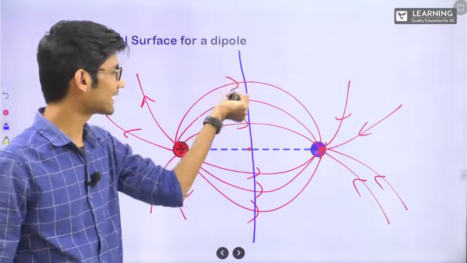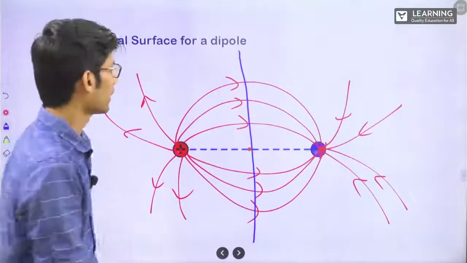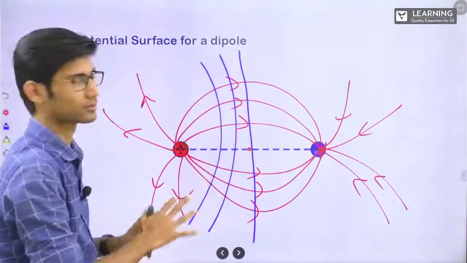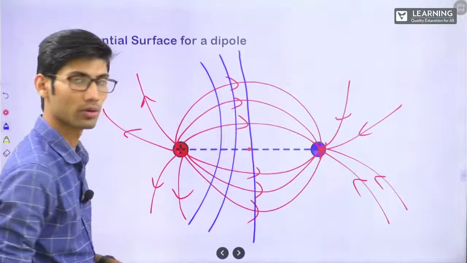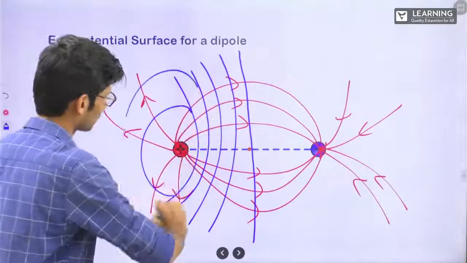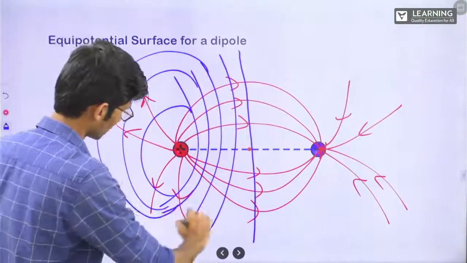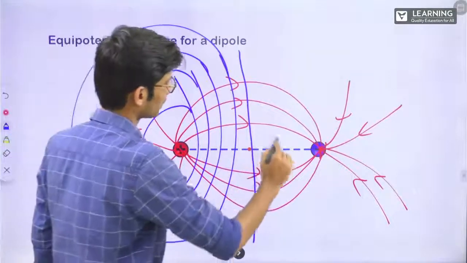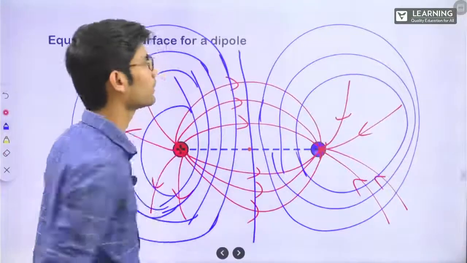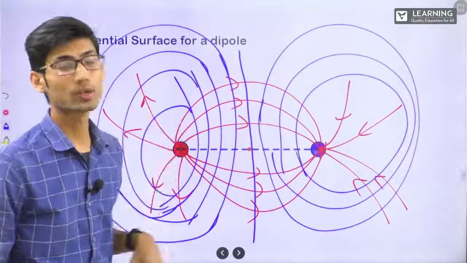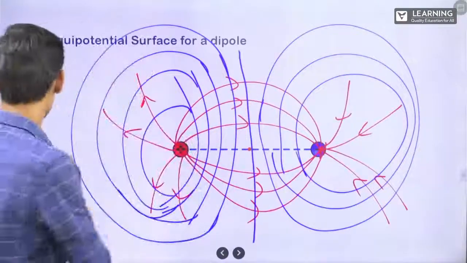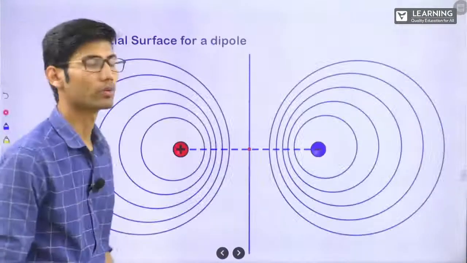Because at the middle, the lines are nearly horizontal, right? As you move this side, these lines will start making a curve. Now this is a surface, these are not lines. It is a 3D surface, okay? If you close it, it will be something like this. This side also will be like this. Clear? This blue one is the equipotential surfaces. If you want, you can note it down, you can draw it. If you want a clear image, this is the equipotential surfaces.